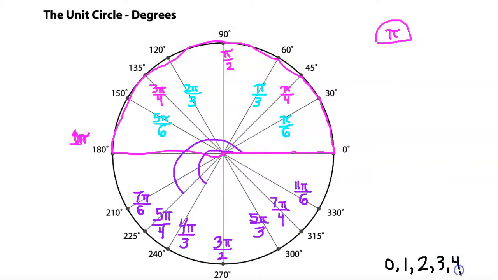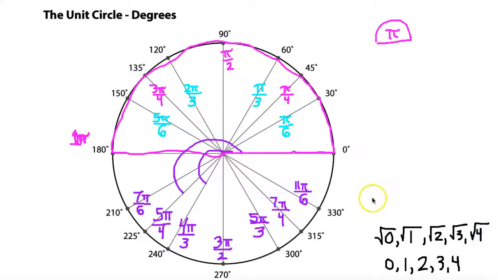Okay, least to greatest. Now, let's take the square root of each of these. Square root of 0, square root of 1, we're still going least to greatest. Square root of 2, square root of 3, and the square root of 4. Okay, so that's still least to greatest.